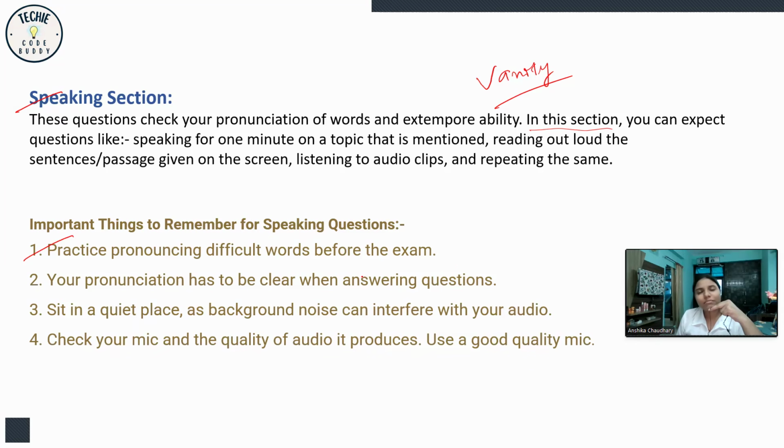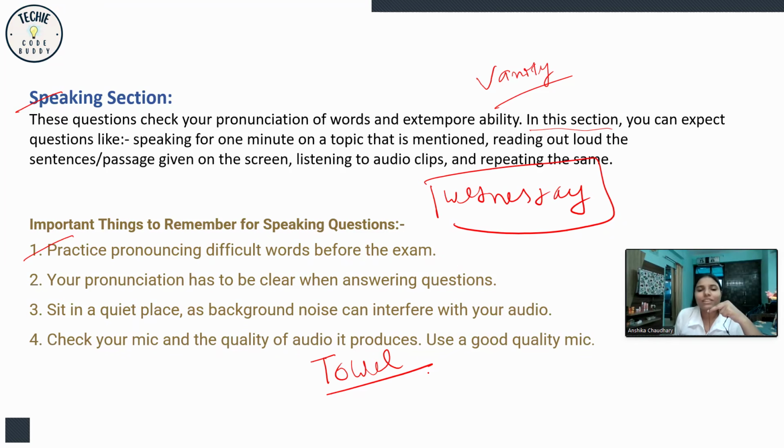Because there are some words that maybe you are pronouncing wrong. Suppose this is a word. Most of you pronounce this word as Wednesday. It's not Wednesday, it's Wednesday. Most of you are pronouncing this word as towel. It's towel, not towel, right? So this is something that you need to really take care of.